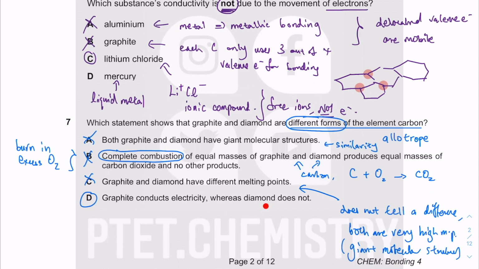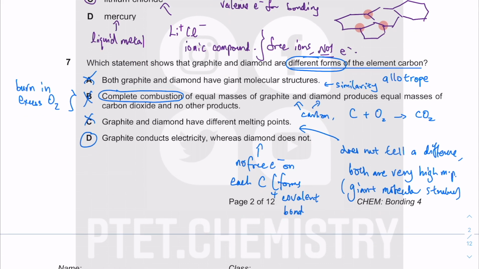In diamond, each carbon is bonded to 4 other carbons, so there is no free electron at all. No free electron on each carbon, because you form 4 covalent bonds. If you form 4 covalent bonds, that means you use all the 4 outer shell electrons of the carbon atom, the 4 valence electrons of the carbon atom, for forming covalent bonds.